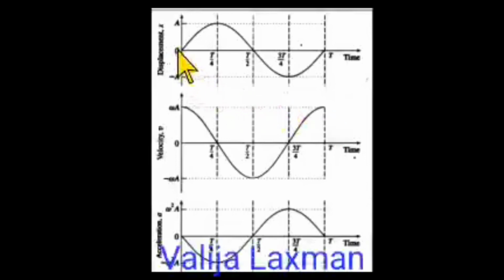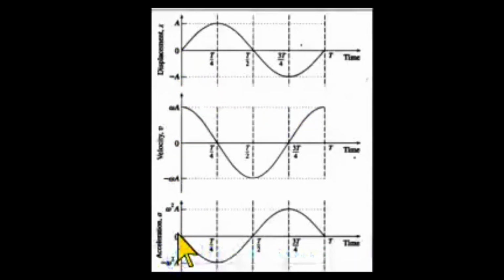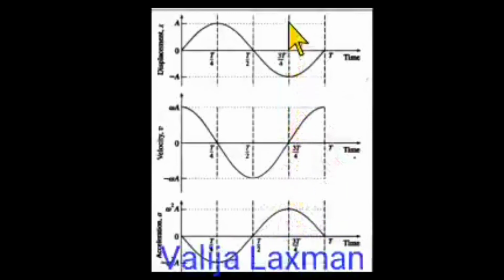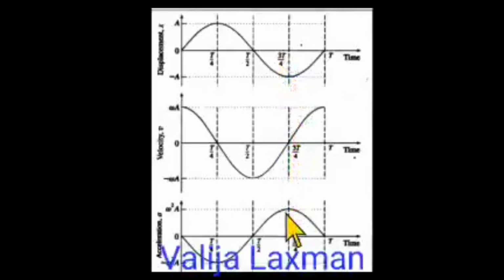Same thing here, if you observe, this is the mean position point. At this point the acceleration becomes 0. Again this is the mean position point, the acceleration becomes 0. Here also at the mean point the acceleration is 0. At the extreme points, corresponding to the dotted line, displacement is maximum, velocity is 0, but acceleration is maximum.